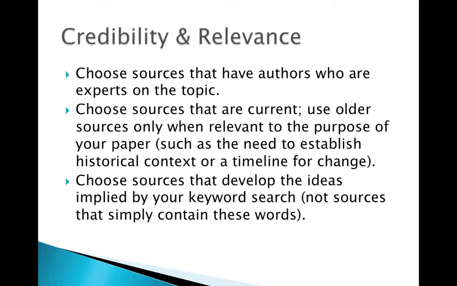So we should choose sources that have authors who are experts on the topic. We should choose sources that are current. We can use older sources if they're relevant to the purpose of the paper. For example, if you need to establish some kind of historical context or a timeline for change, that would be fine if you're using an older source. But sources should really be current.